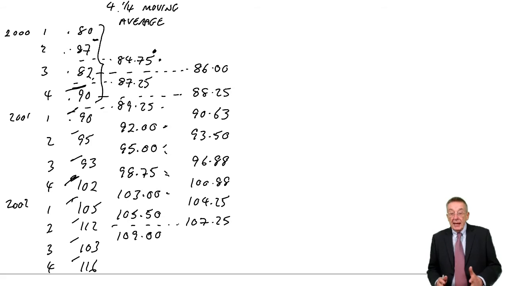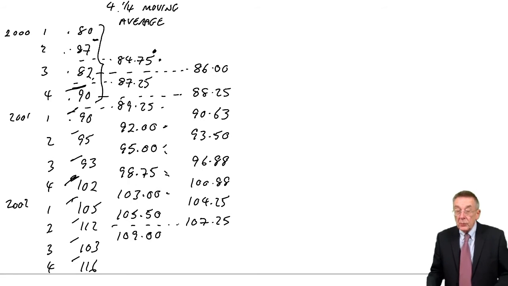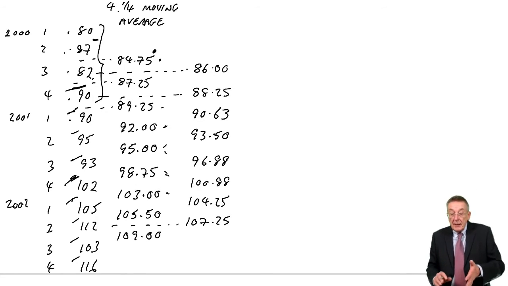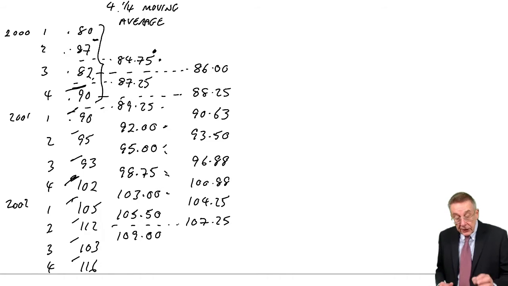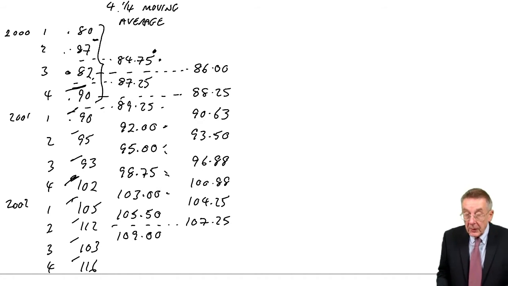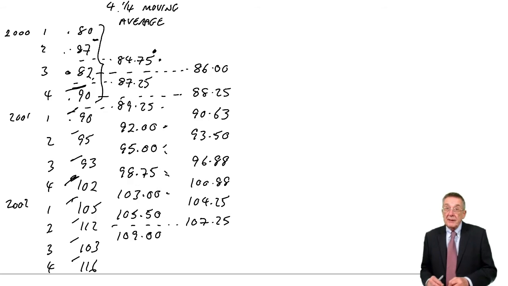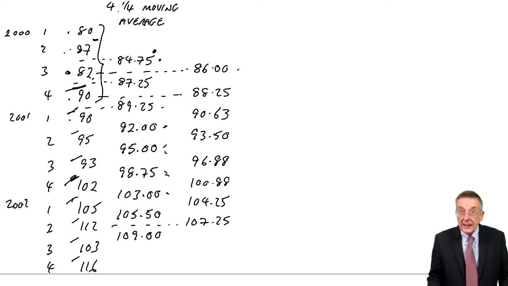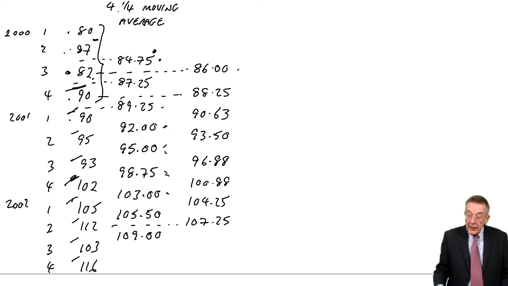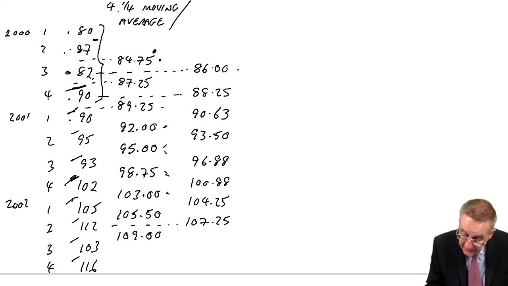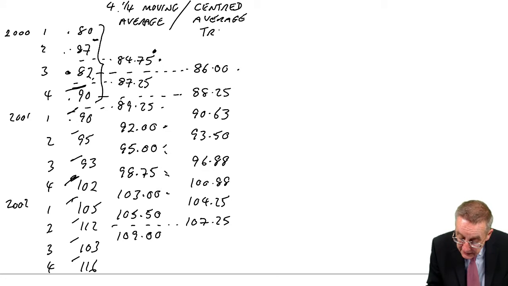And so what we've done there, we've taken those averages, and so now from quarter 3 onwards, I'm going to be able in a minute to compare what actually happened, 82, with what would have happened if there was no seasonality, 86. And so that third column we call the centered average. Or the trend.